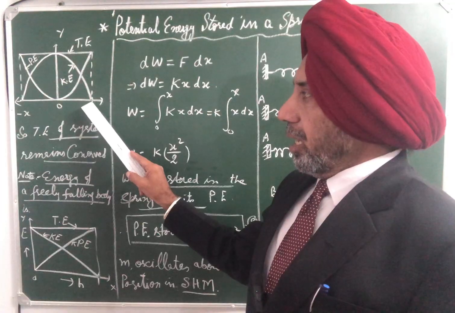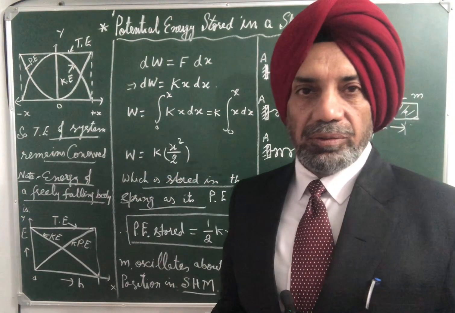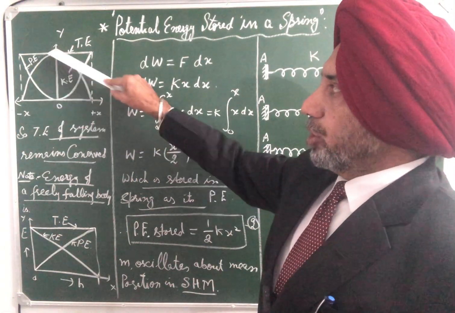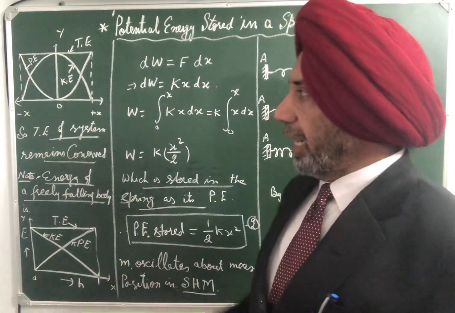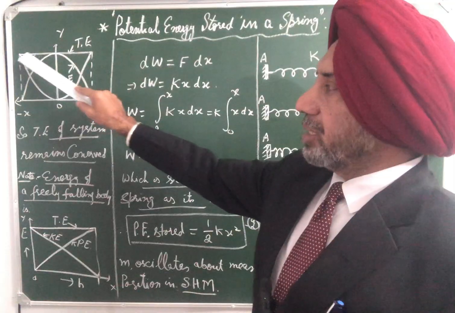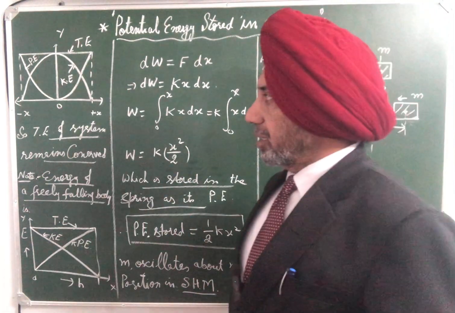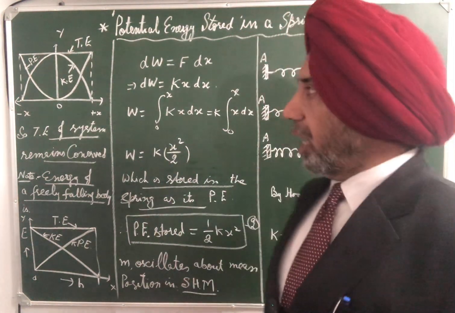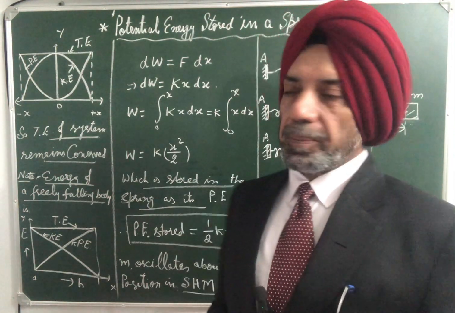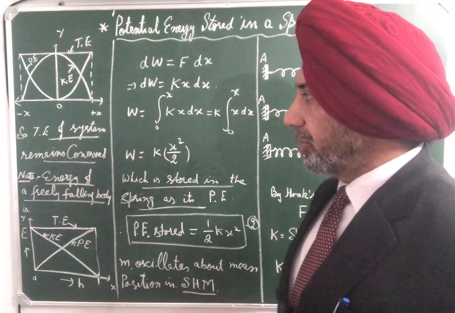So it means at the extreme position, energy is totally potential. At the mean position, when the mass passes the mean position, energy is totally kinetic. And in between the mean position and extreme position, on either side, total energy, that is the sum of potential energy and kinetic energy, remains constant. This means potential energy stored in a spring also explains the conservation of total energy. The total energy of a spring is also constant. It obeys the law of conservation of energy.